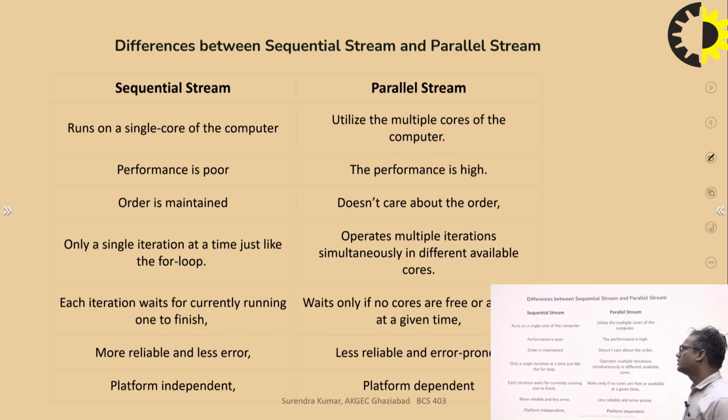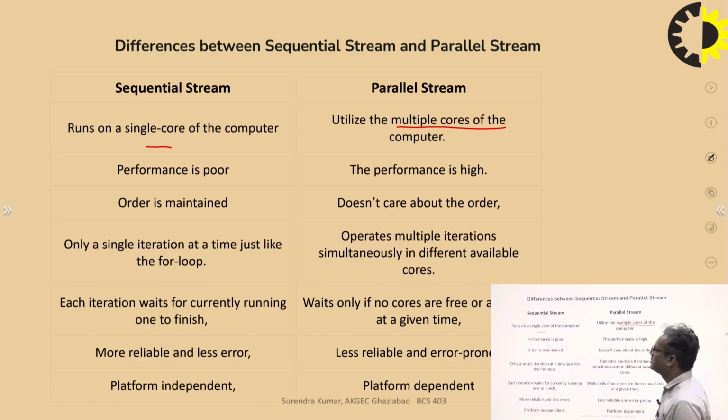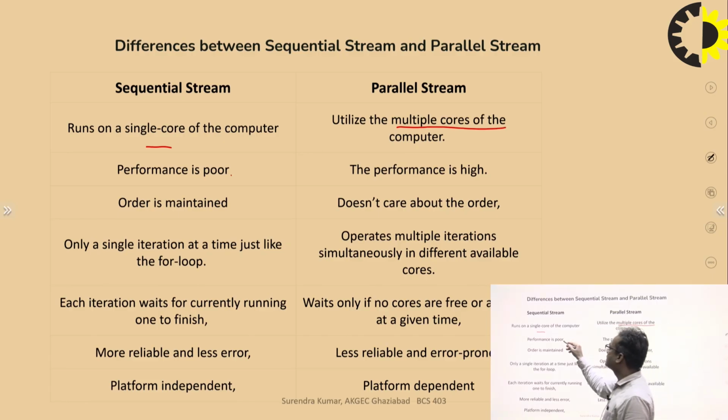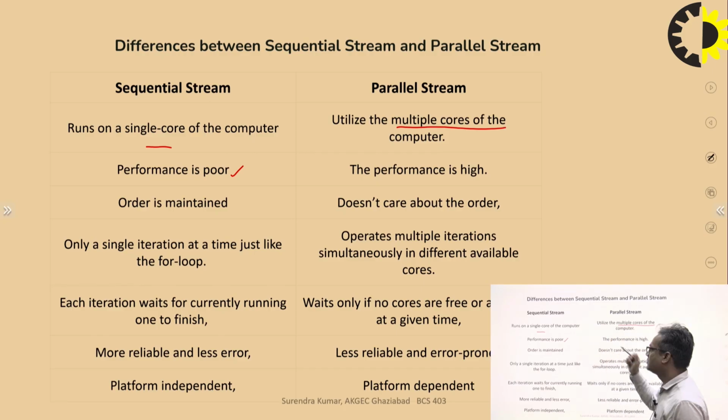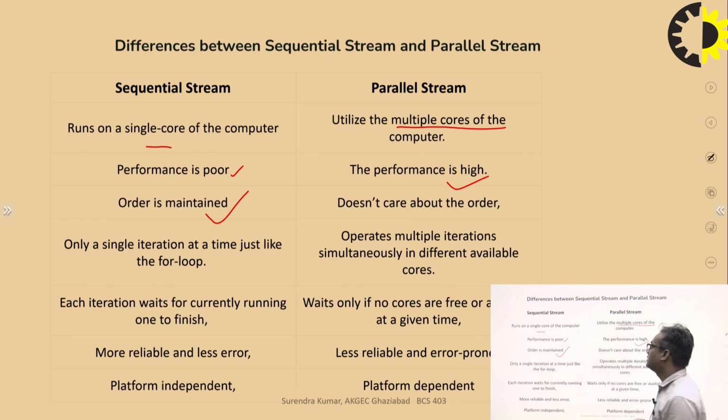If we talk about the difference between sequential stream and parallel stream, sequential stream runs on a single core processor, while parallel stream runs on multiple cores of the system. Performance is less in sequential because it uses a single processor. Performance is high in parallel because it is using multiple processors. Order is maintained in sequential processing, but parallel doesn't maintain the order.